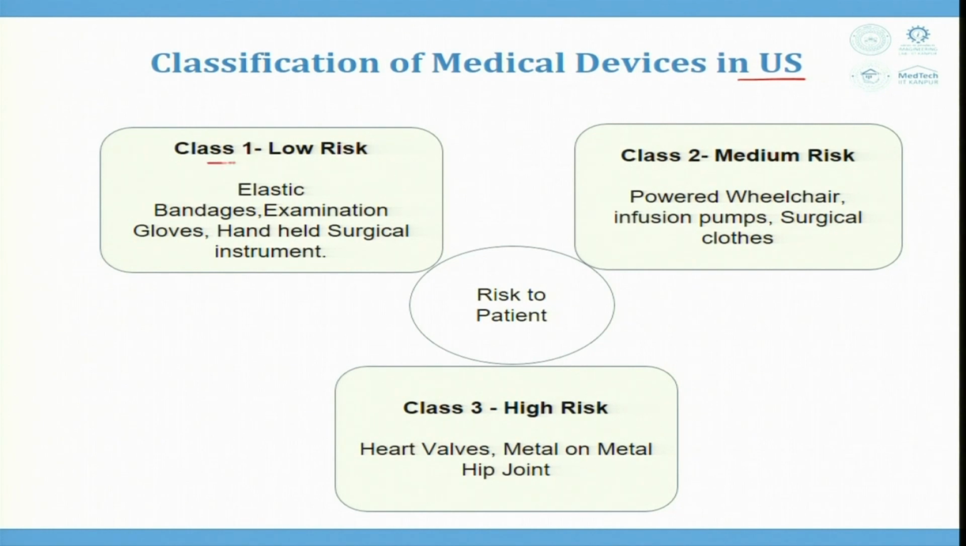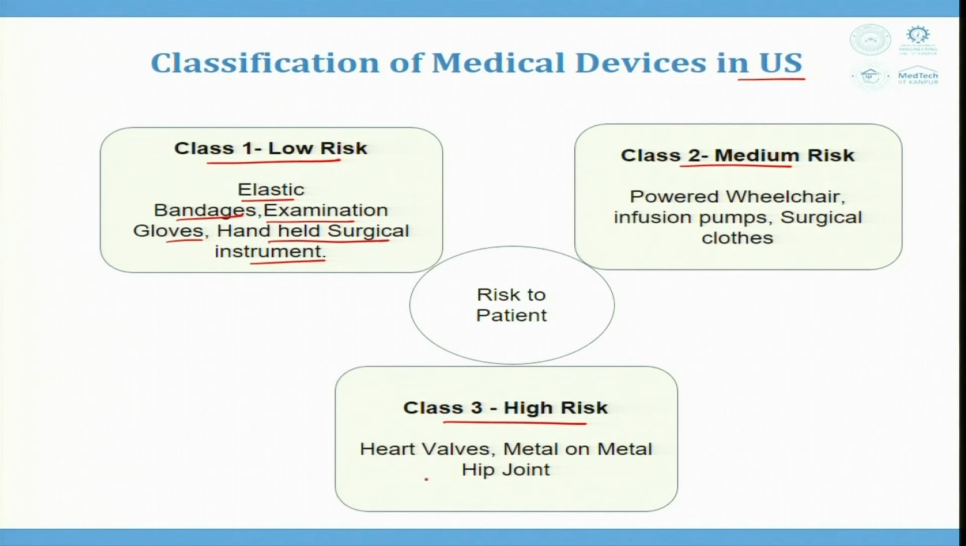Class 1 is the low risk medical device and class 3 is the high risk, in between we have medium risk. In class 1, certain examples are the elastic bandages that remain outside your skin, examination gloves, simply the gloves used in medical examination, those are also non-invasive at all. Handheld surgical instruments which are non-invasive are also low risk devices only.